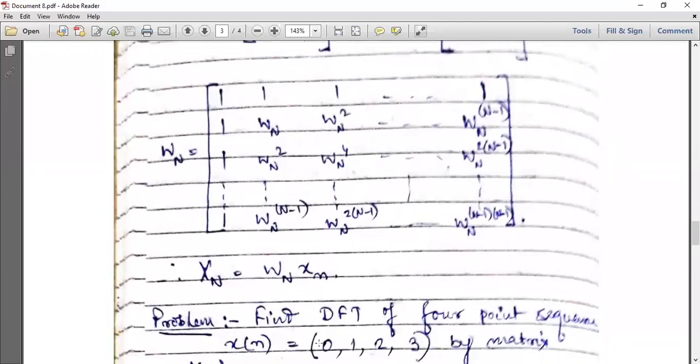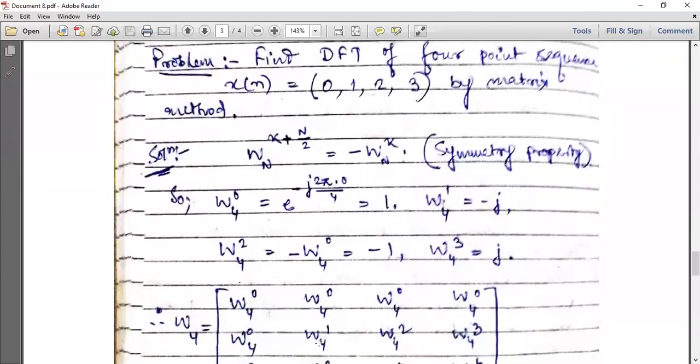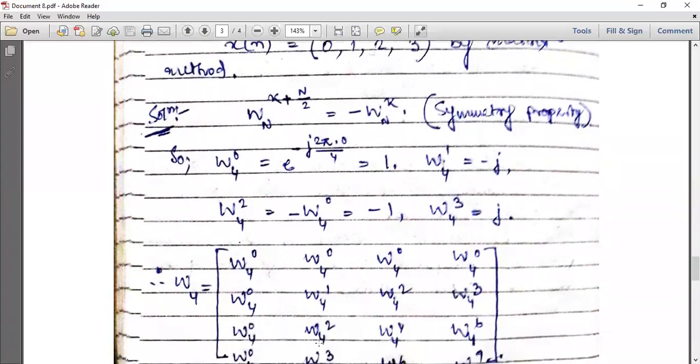Now see one problem. The question is, find the DFT of the 4-point sequence xn equal to 0, 1, 2, 3. The same problem that I did previously in my last lecture. Now you have to do this by the matrix method. Here we'll get the same answer, obviously, but the way the matrix method shows, that you have to see. You see the solution.